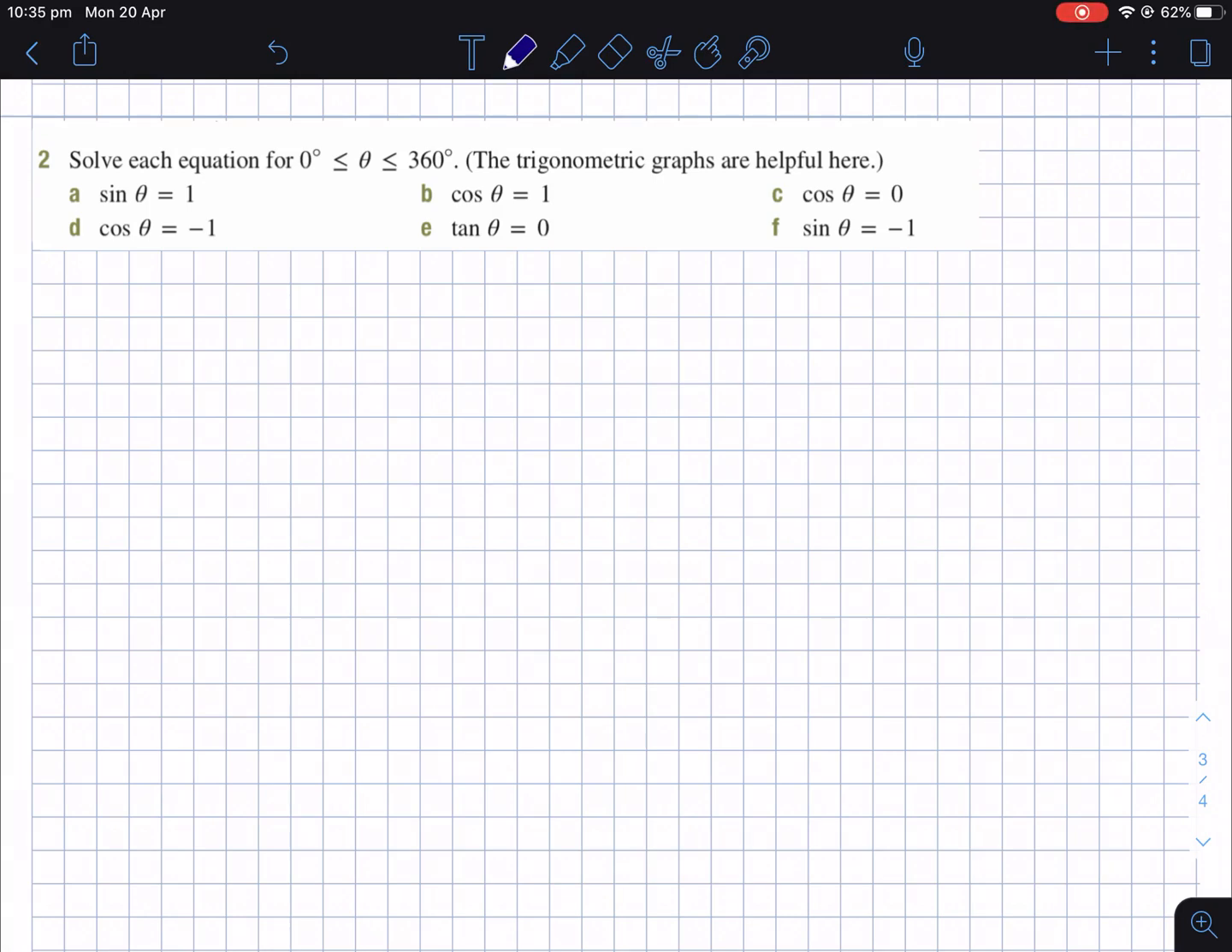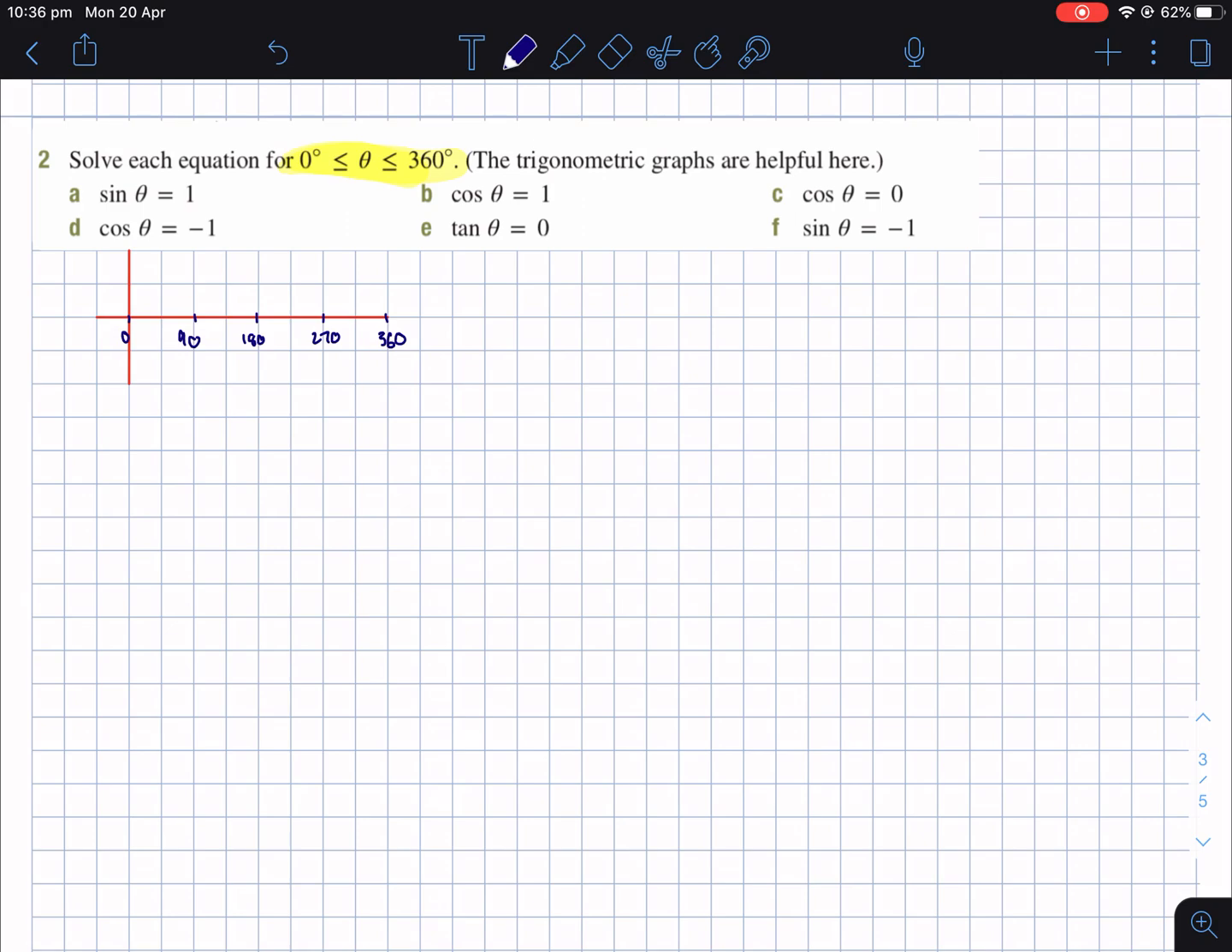All right, question 2 asks you to figure out certain boundary conditions. Now, they say the trig graphs are useful here. If you'd like to use the trig graphs, feel free. I'm going to draw them out for you. Actually, I'll do them both on the one. So if you have sine x, I'll make this 90, 180, 270, and 360, and this is of course 0 because we're going from 0 to 360.